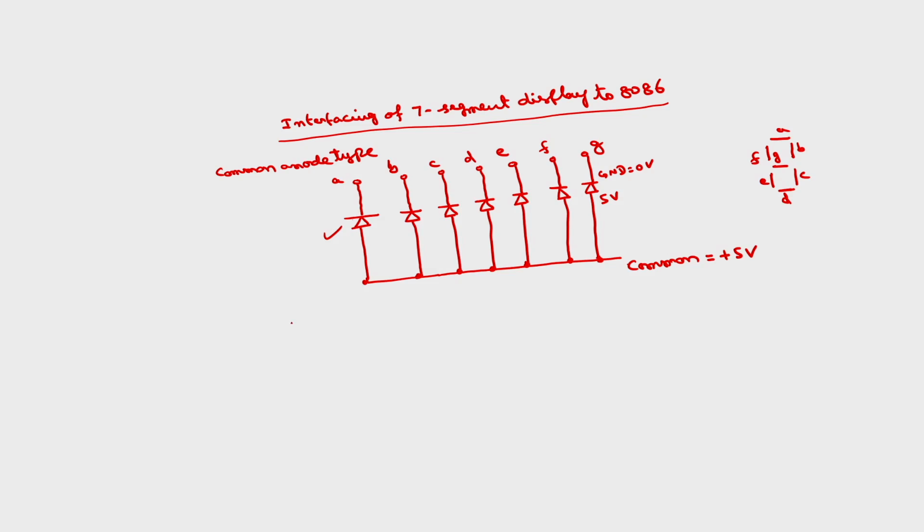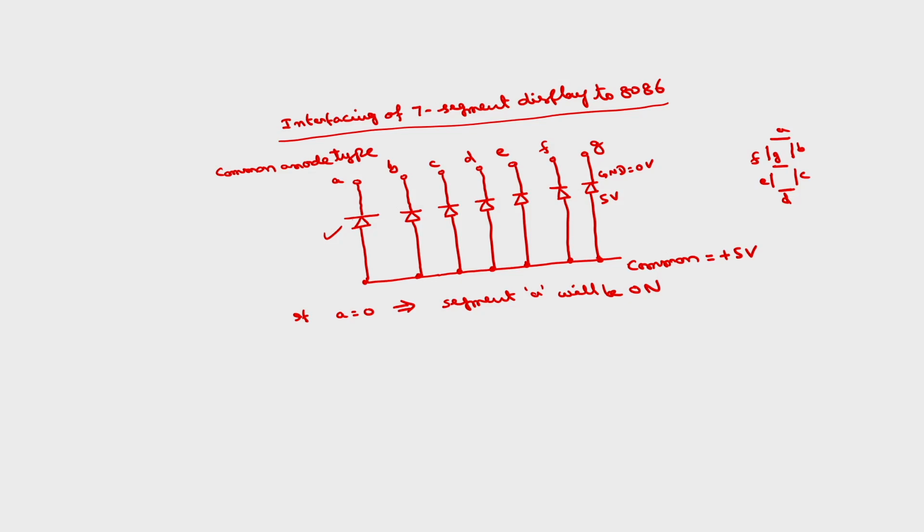Okay. So, if A is equal to 0, it implies the segment A will be lit, means on. Similarly, if B is equal to 0, segment B will be lit, if C is equal to 0, C will be lit. Okay, depending upon the segments required, we have to light the corresponding segments. This is the common anode type.